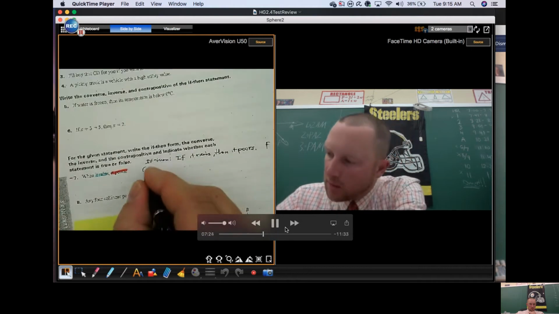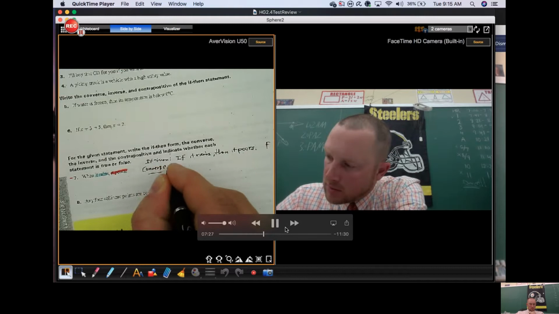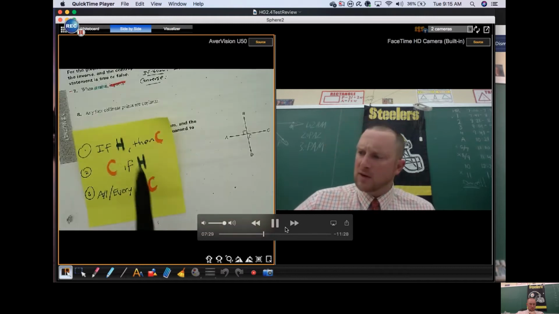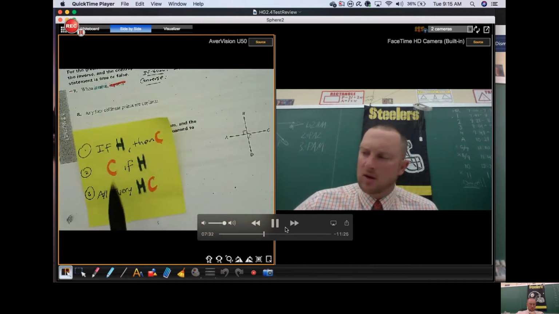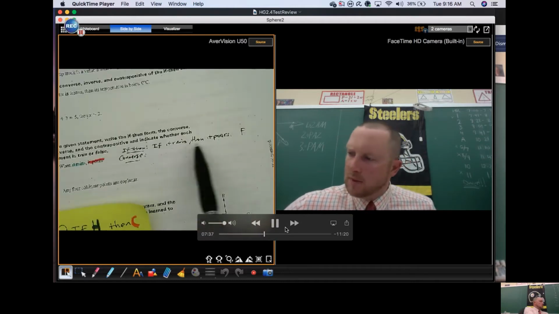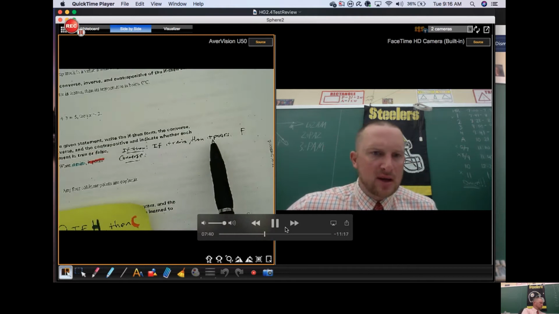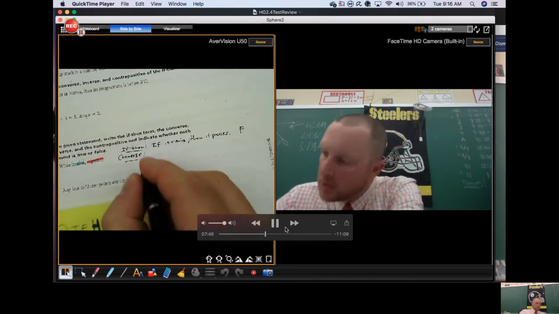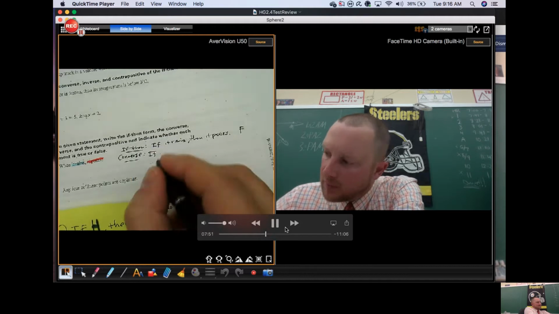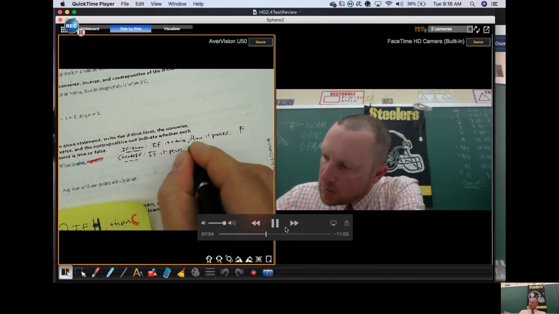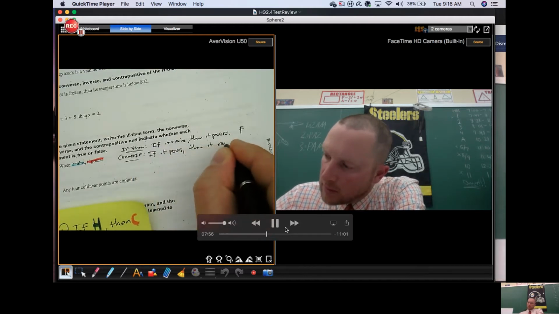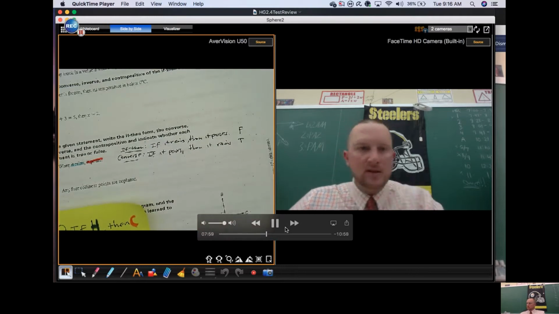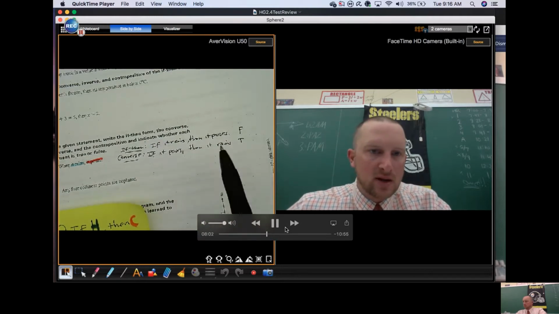You also need the converse. Now remember, the converse does not have to mean the same thing as these. So if it rains, then it pours. That's your if-then statement. Well, if you want the converse, you're switching the red and the blue, but your if and then stay where they are. That's why it doesn't always mean the same thing. So the converse would be if it pours, then it rains. That's a true statement. If it pours, then it rains.